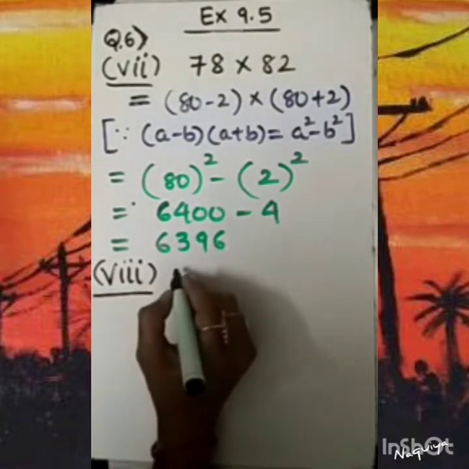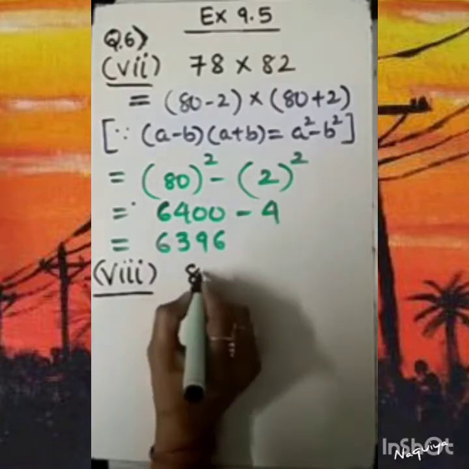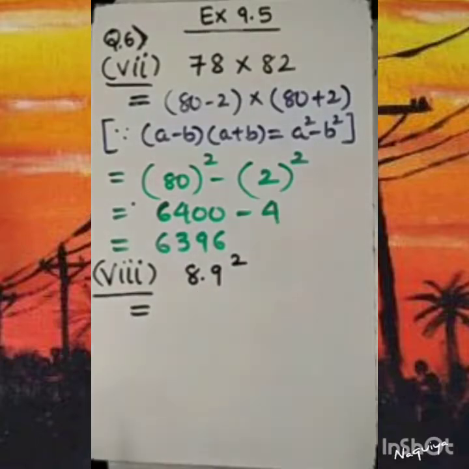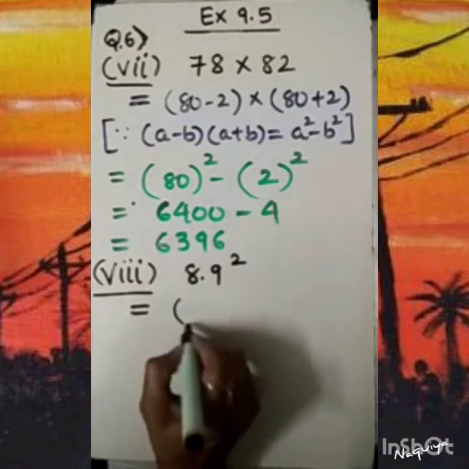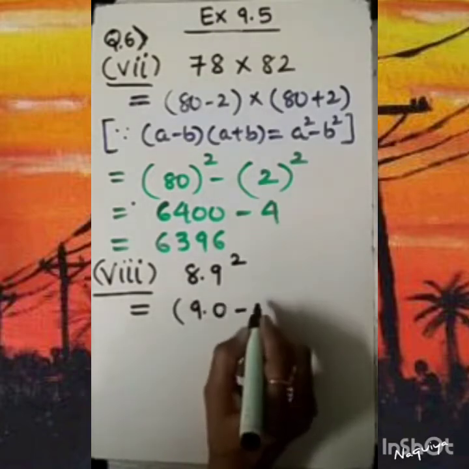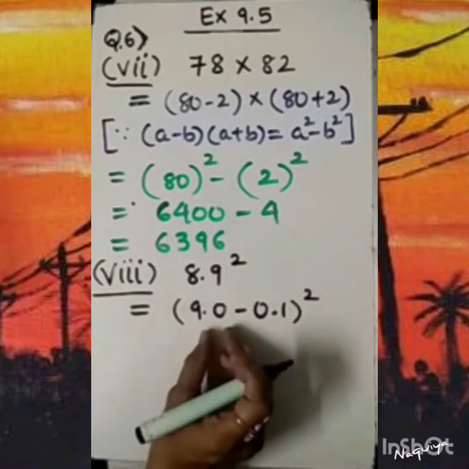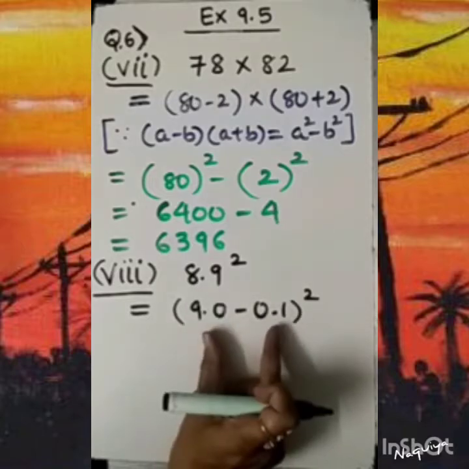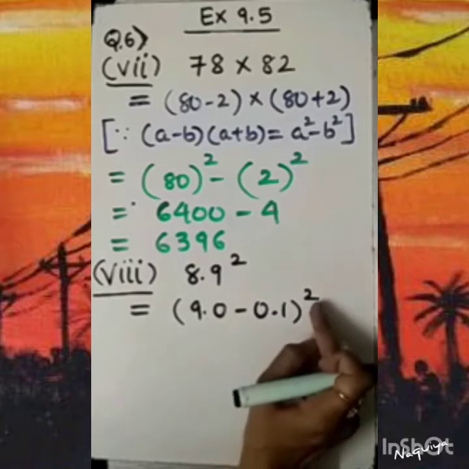What is our 8th question? Of course, it is 8.9 whole square. Okay, so we know that 8.9 can be written as 9.0 minus 0.1 whole square, because 9.0 minus 0.1 gives the result 8.9. This is only an adjustment, we can say. This is a whole square.